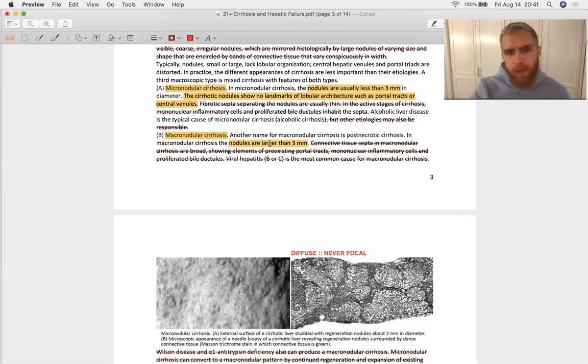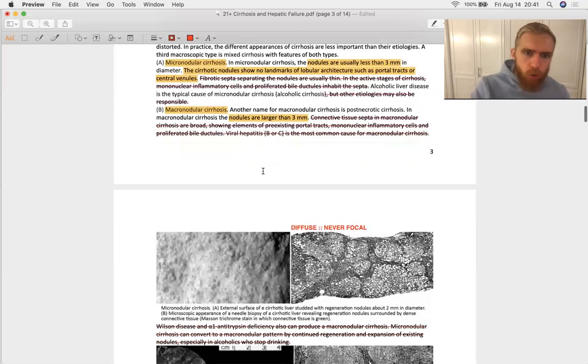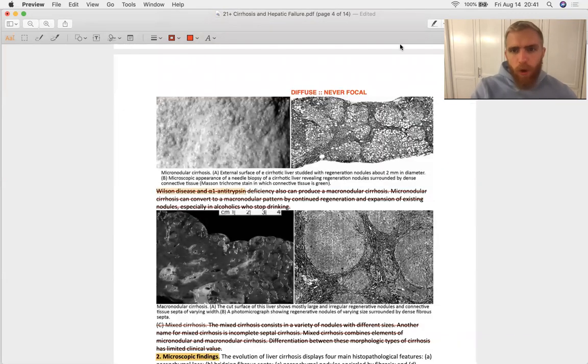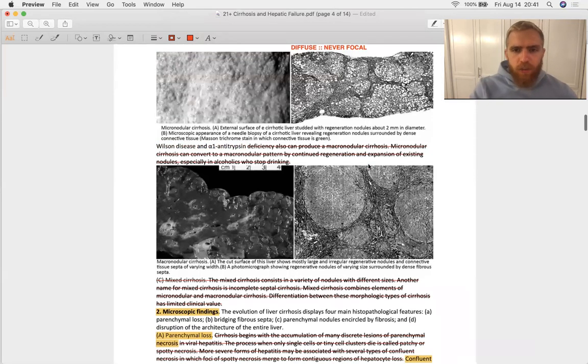It probably will not be. Just read it once and remember it. Macronodular cirrhosis, hepatitis, very common cause of macronodular cirrhosis. And we've got SDLs for all this good stuff, Wilson disease, alpha-1 antitrypsin. So this is not the time or place to talk about them.